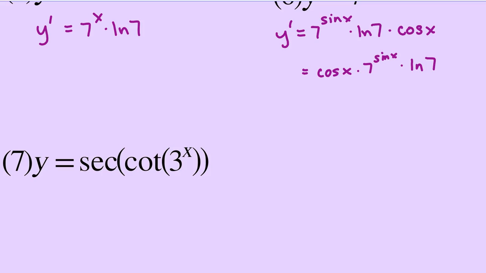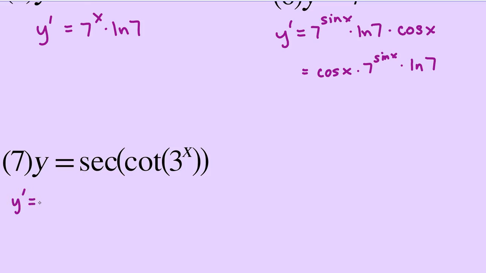Okay, number 7, we have 3 to the x as the inside function. It's inside cotangent of x, and it's inside secant of x. So we have 3 layers to the chain. So let's start with the derivative of the outermost layer.